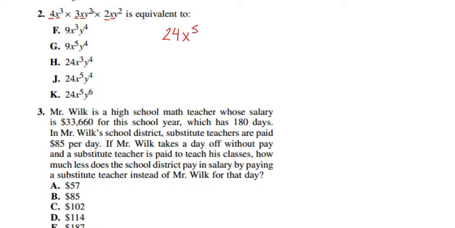And we're going to do the same with the y's. Here we have y squared and y squared. When we add those two exponents together, we're going to get y to the 4th. 24, x to the 5th, y to the 4th. It'll be J.